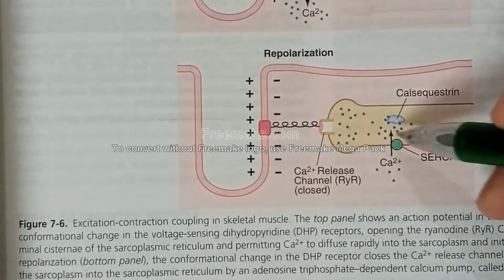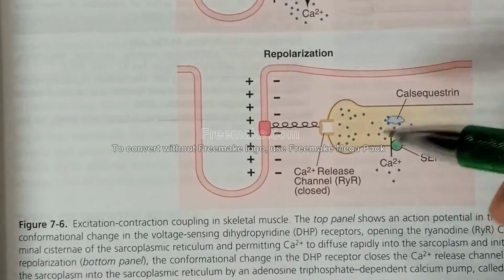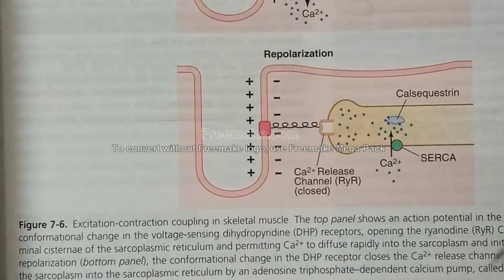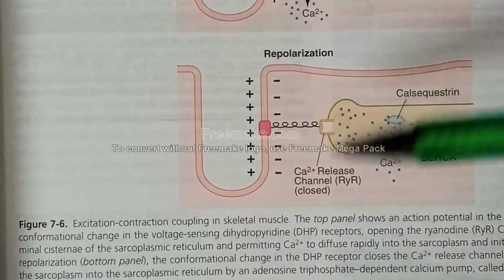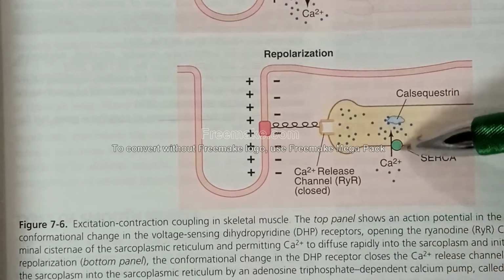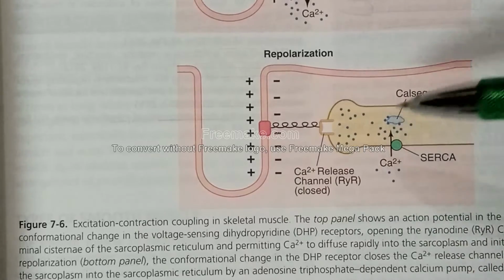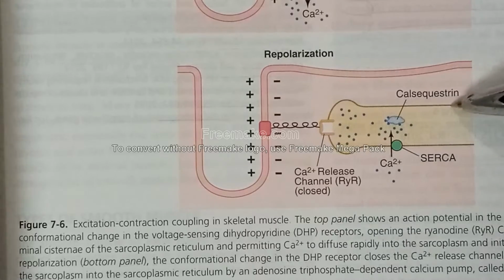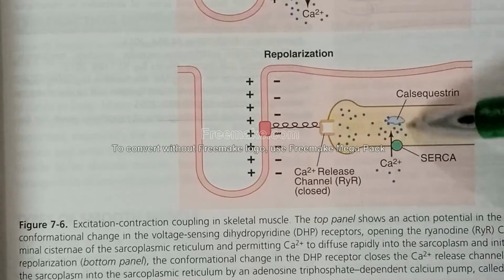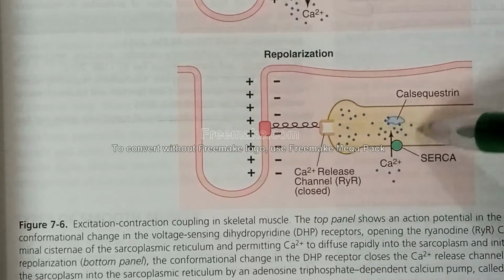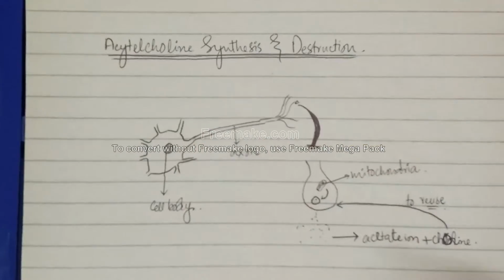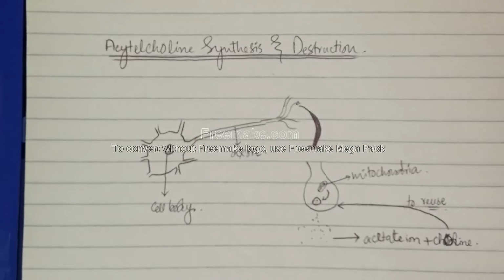Well, actually, the sarcoplasmic reticulum has a pump which is known as sarcoplasmic reticulum ATPase, or we like to call it SERCA. Now, the calcium will be taken up through the SERCA into the sarcoplasmic reticulum. Once there, it will bind to a protein called calsequestrin, which will bind the calcium ions inside the sarcoplasmic reticulum and enable its release.